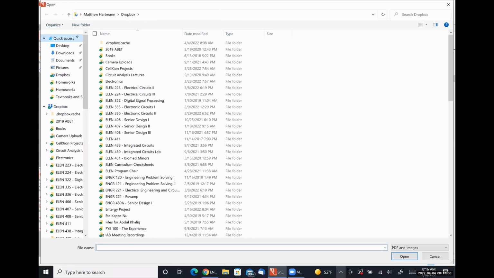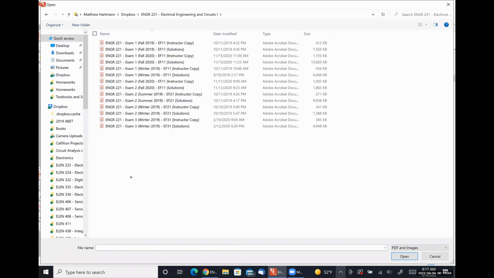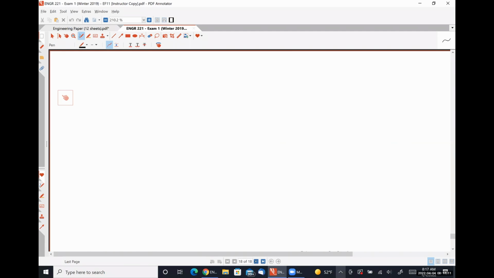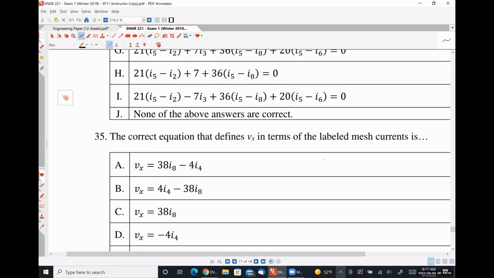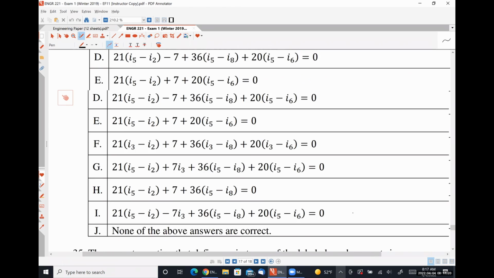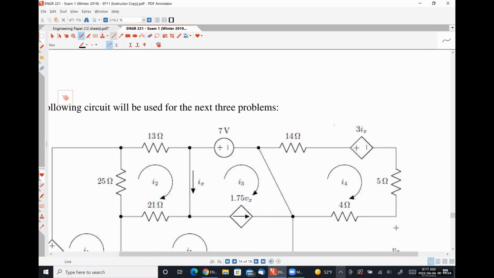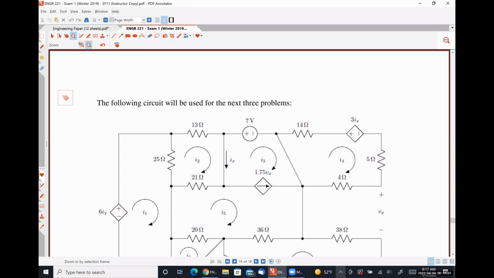All right, so winter 2019, number 35. The correct expression that defines Vx in terms of the mesh currents, which means we need to scroll up to this horrifying picture. Let's make it a little smaller so that we can see it.